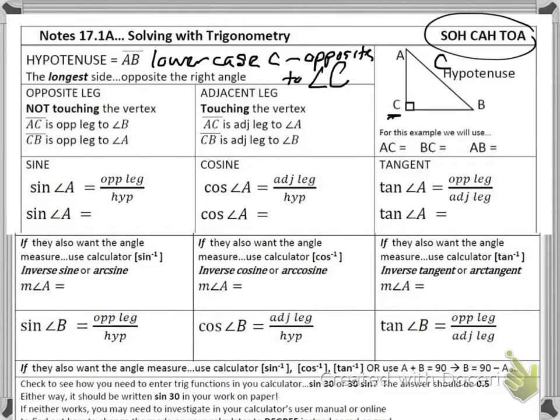Okay, lowercase c opposite to capital C, opposite to angle C. We label all of our parts that way. We label capital B angle, opposite from that, lowercase b side. Capital A angle, opposite from that, lowercase a side. And that's the way we're going to refer to these things throughout the Mod 17 assignments.